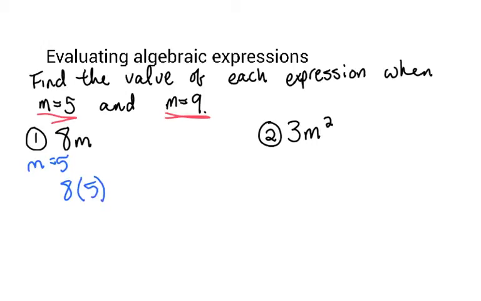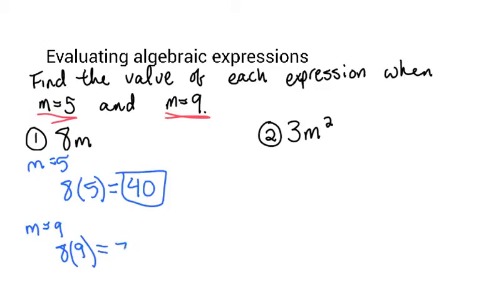So for number 1, when m equals 5, I'm going to substitute the 5 in where the m is. Notice I put it in parentheses, and that way now I know 8 next to another number in parentheses means multiply. 8 times 5 is 40. Then I'm going to reevaluate it when m equals 9. Notice I have to put in the parentheses, otherwise it looks like 89. That's not right. Number next to another number in parentheses means multiply, so 8 times 9 is 72.